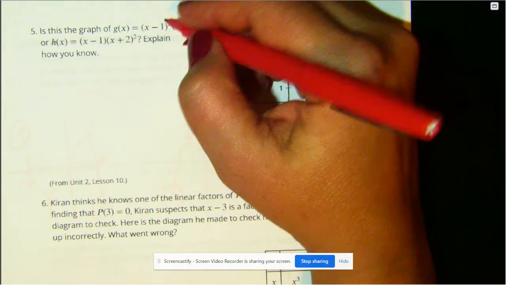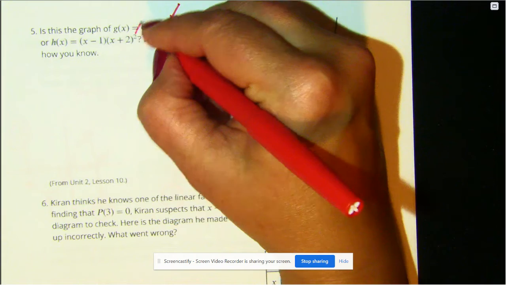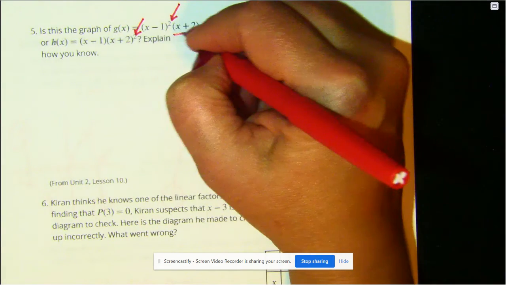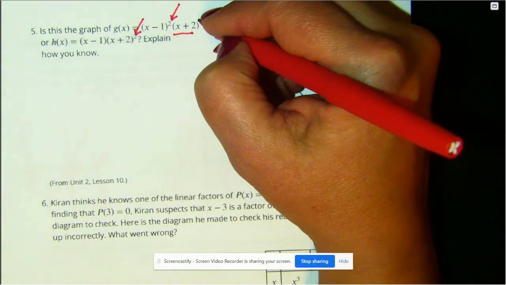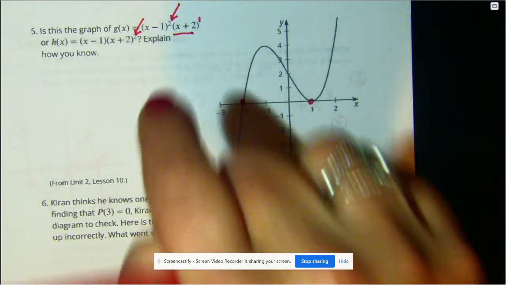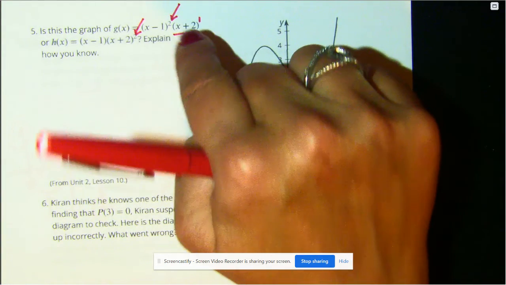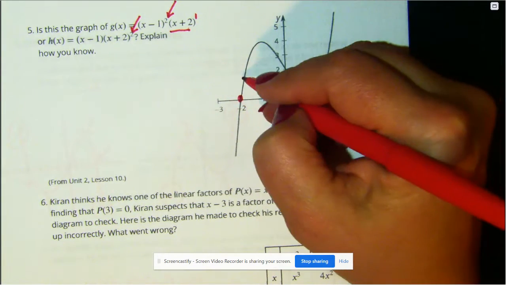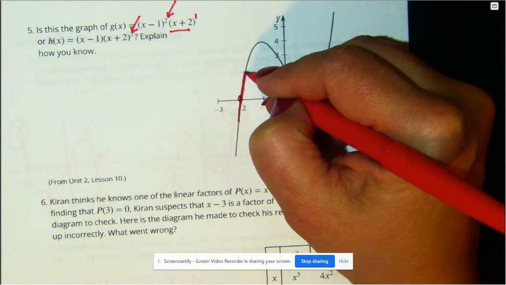But notice these. This is called the multiplicity. If a factor only occurs once, how do I know it occurs once? Because there's no power here. I mean, technically there's a 1 there. It means it's going to go straight through like a line at that point, because x to the first is a line. So if I go to negative 2, do you see how it's going straight through?